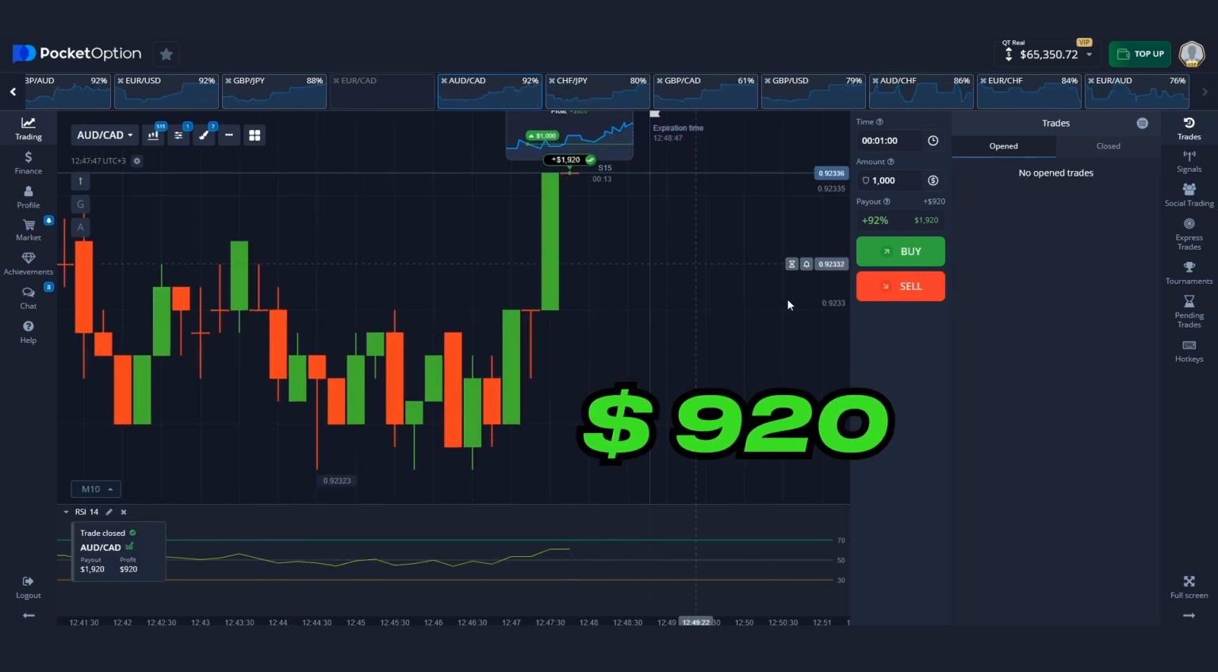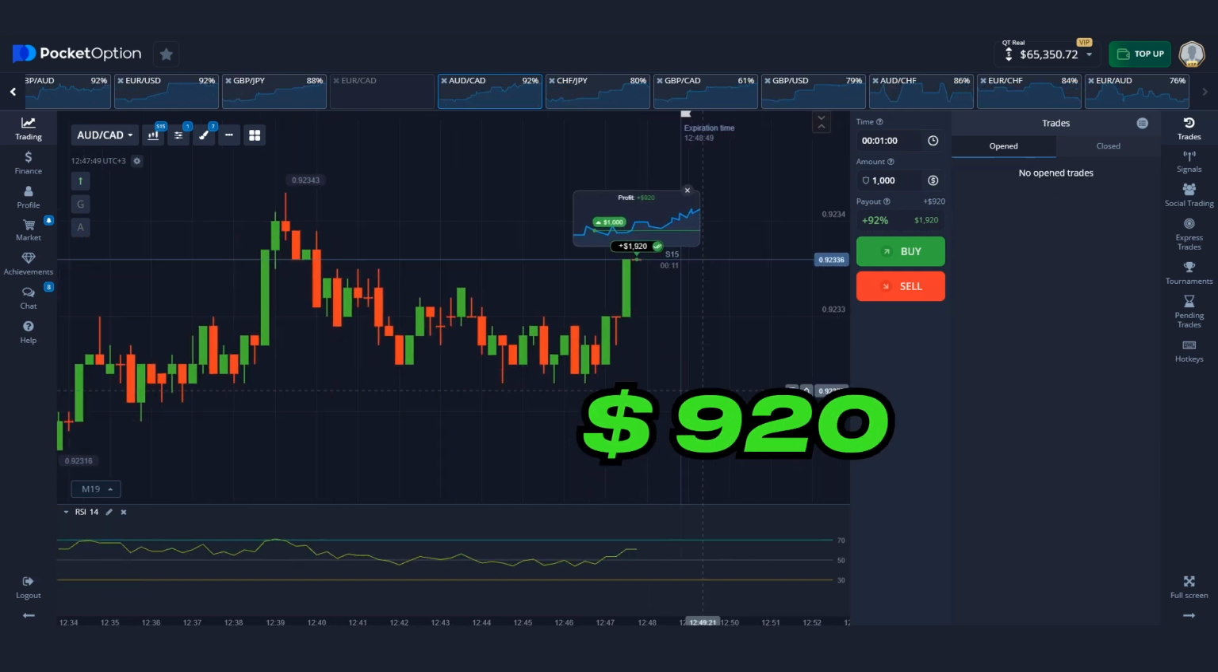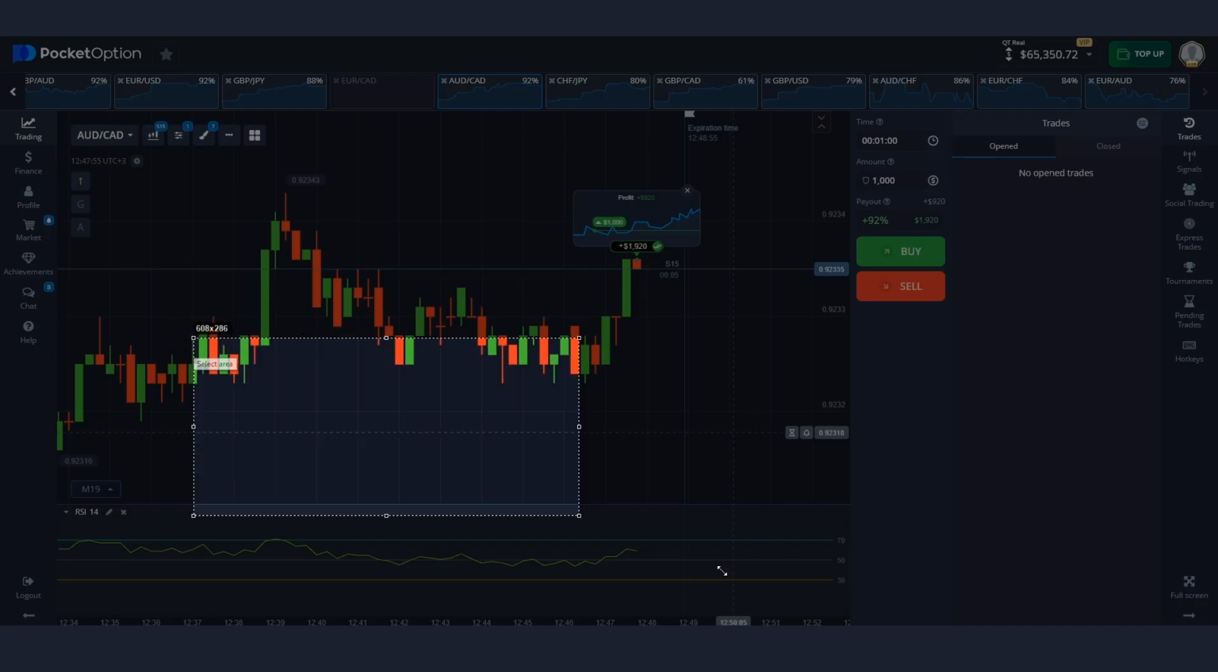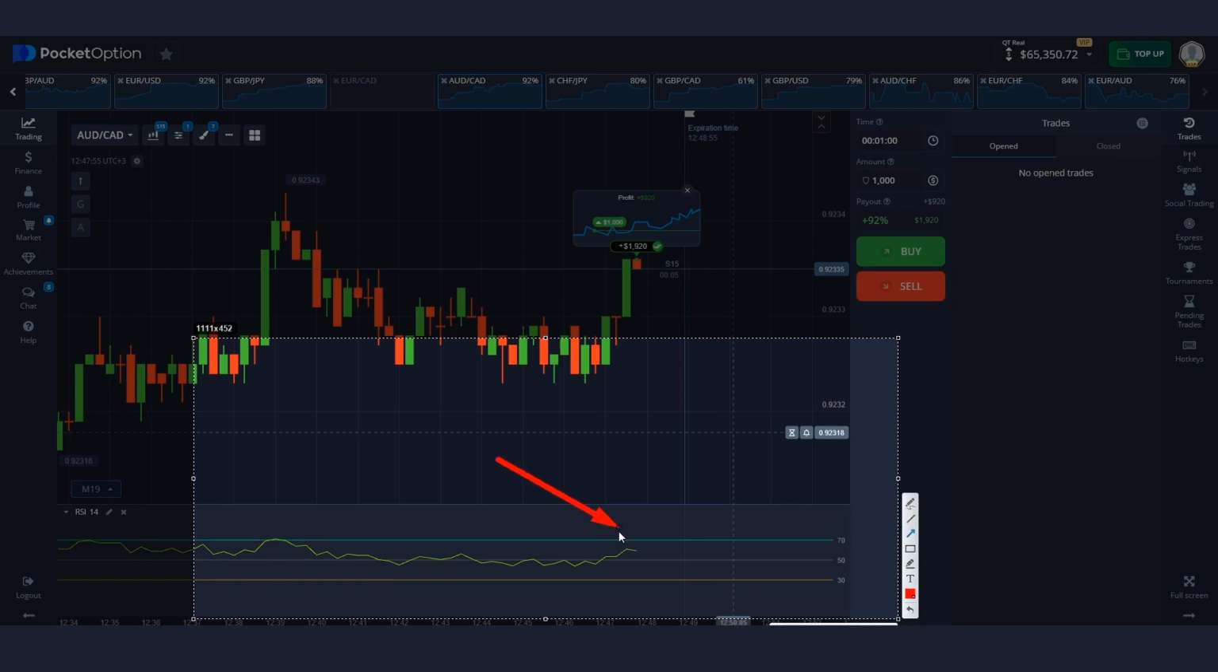A great deal brings me $920, and as long as the RSI indicator is in the working range, from 70 to 30, you can safely trade. But if it goes out of that range, then it warns that the market is not stable and it's a good time to make a mistake.